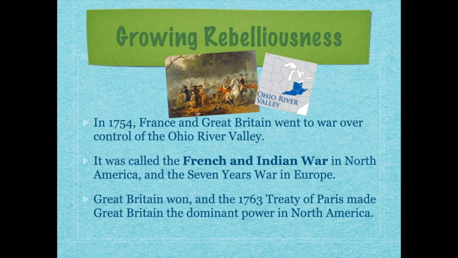Growing rebelliousness. In 1754, France and Great Britain went to war over control of the Ohio River Valley. It was called the French and Indian War in North America and the 7 Years' War in Europe. Great Britain won, and the 1763 Treaty of Paris made Great Britain the dominant power in North America.